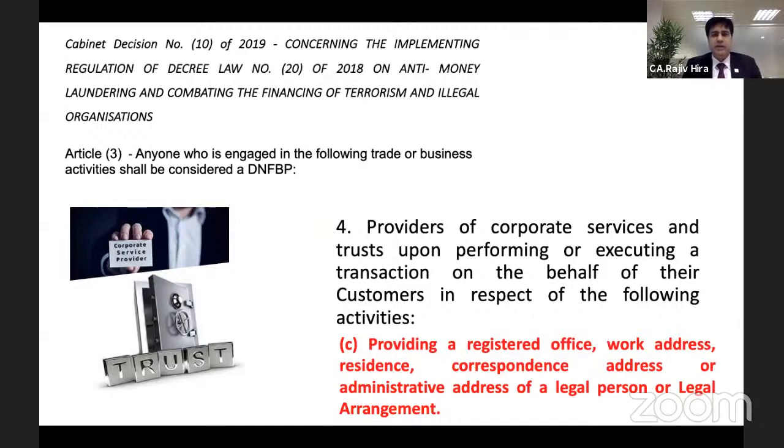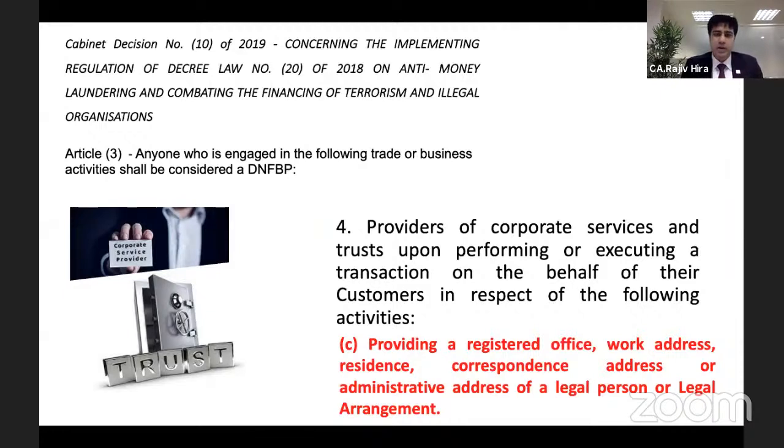Next, what happens a lot of times because of rental issues and other things is that there are a lot of CSPs and institutions which lend their addresses. What they say is, you use my office address, I'll give you the NOC to use my office address. A lot of friends do this for other companies. That also becomes part of the corporate service provider definition, because you are providing a registered address, work address, residence, correspondence address, or administrative address of a legal person or a legal arrangement.